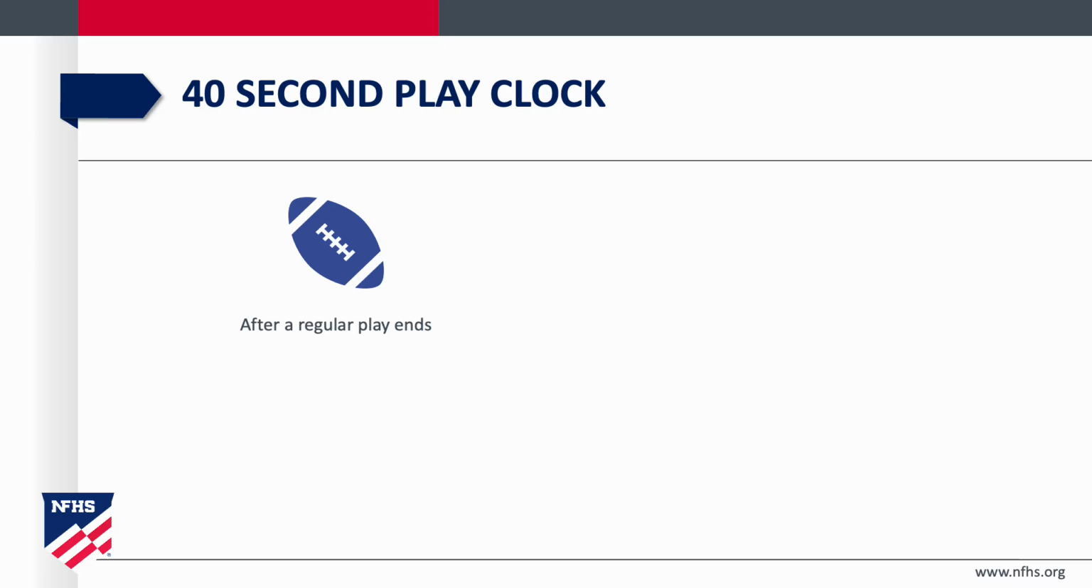There are two different play clock times used, a 40-second and a 25-second. A 40-second play clock is used after the end of a regular play. This would be any play that ends either in bounds or out of bounds or through an incomplete pass.